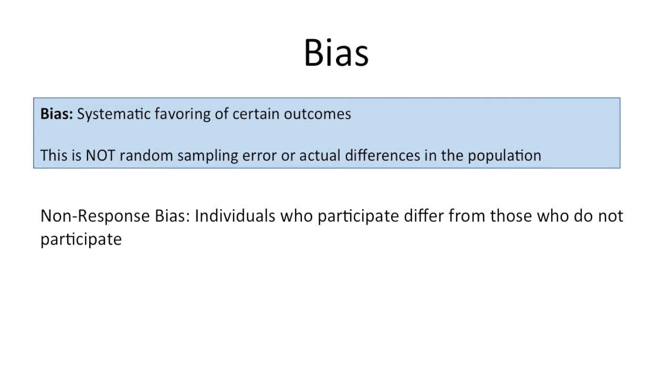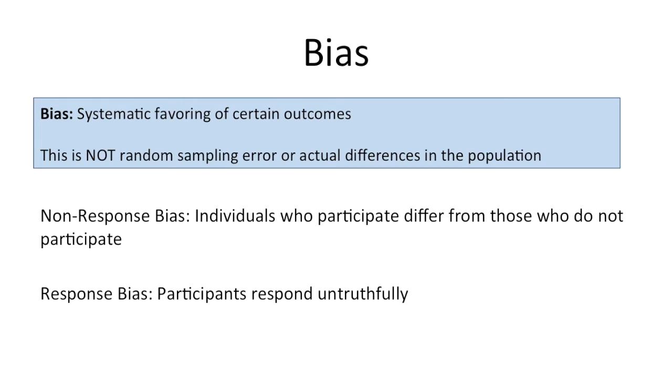So when we're conducting research using people, they have the right to participate or not participate in a research study. Non-response bias occurs when there's a difference between those who choose to participate and those who choose not to participate.